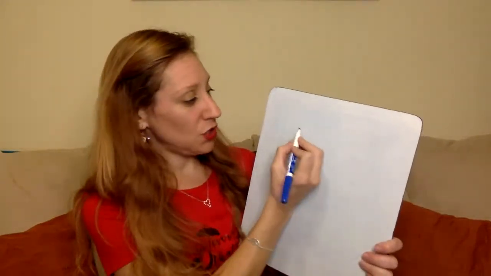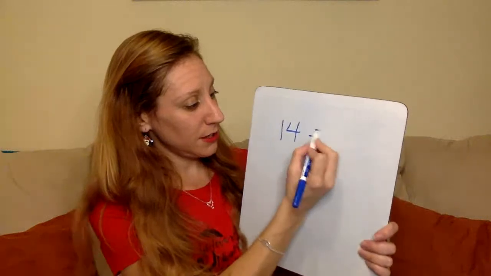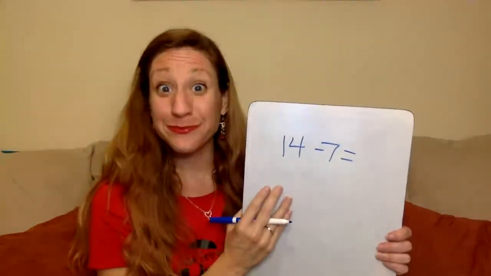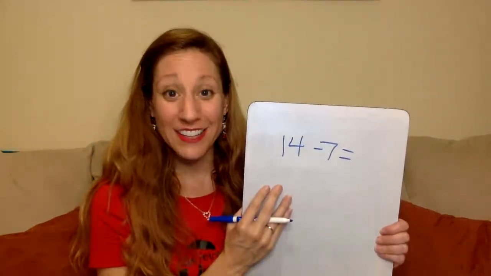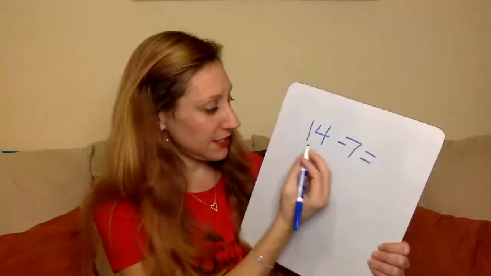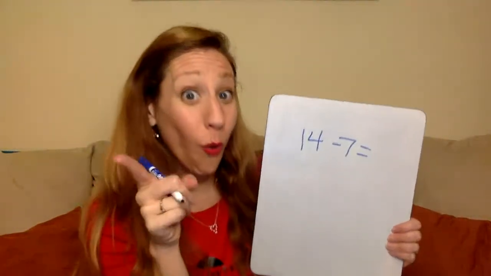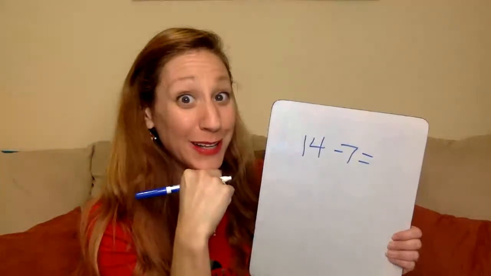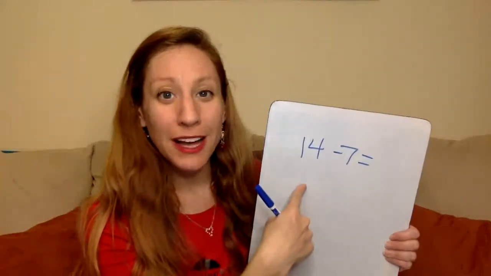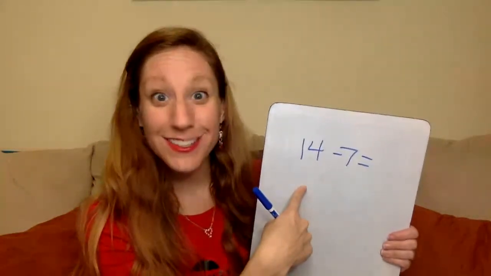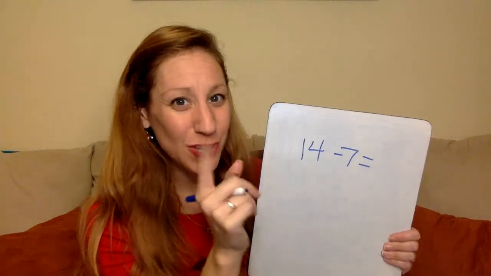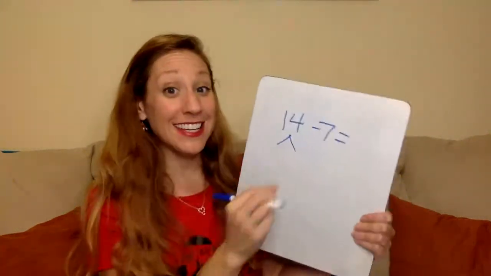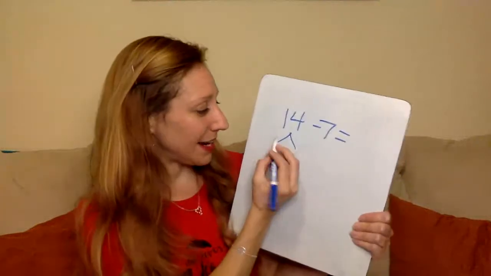So let's do 14 minus 7. 14 minus 7. Now, you could split this up into 10 and 4, or if you learned your doubles facts really, really well, you might realize this is a doubles fact already. So let's work through the problem and see if your doubles fact works out right.